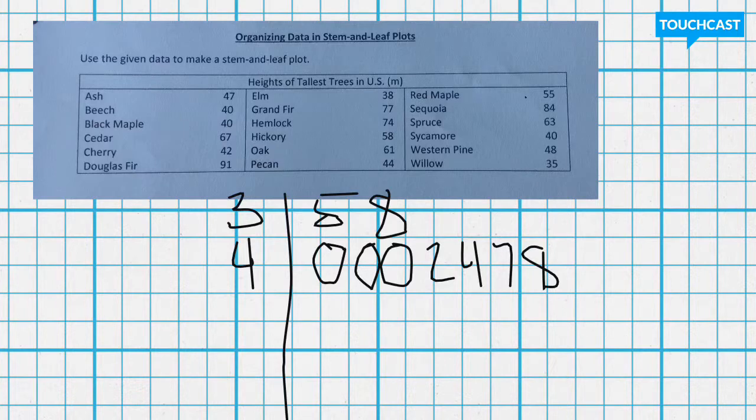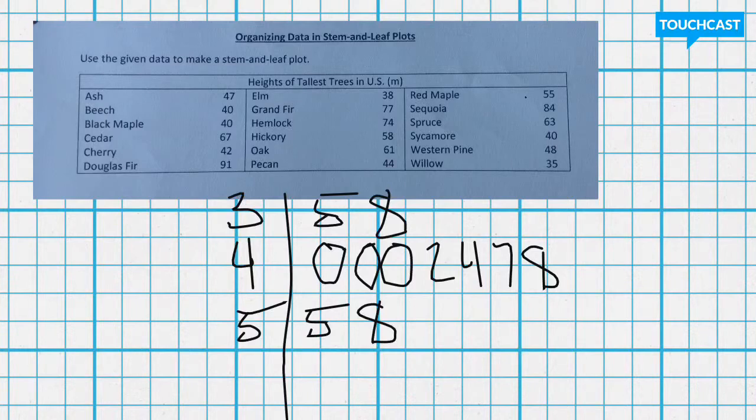I see that the hickory tree has a height of 58, and that the red maple tree has a height of 55. So, in our stem, we're going to write a 5, and the smaller one of 55 and 58, 55, is going to go first in our leaf, the 5 followed by the 8. Now let's look at the 60s.